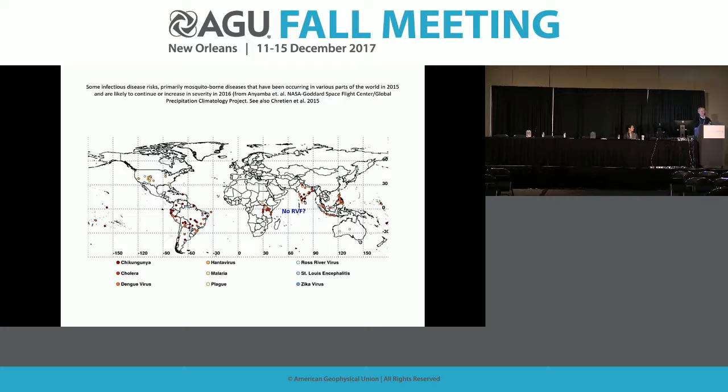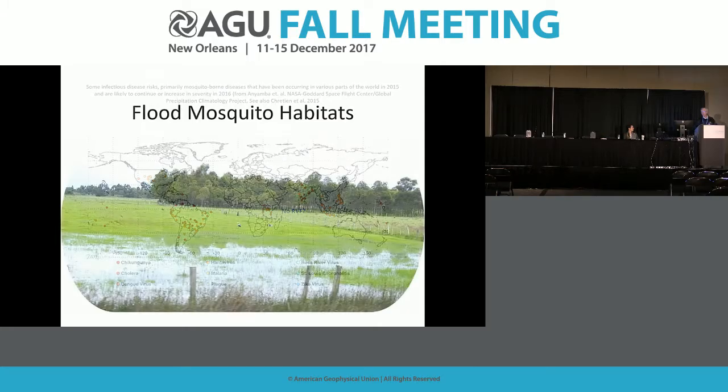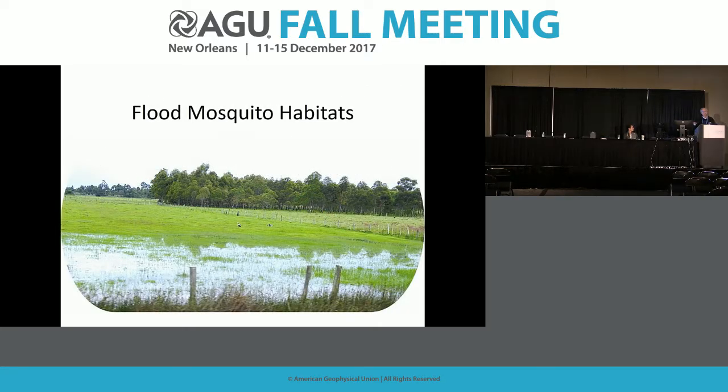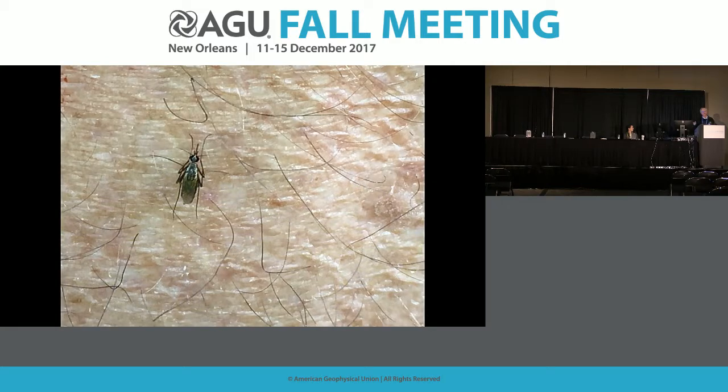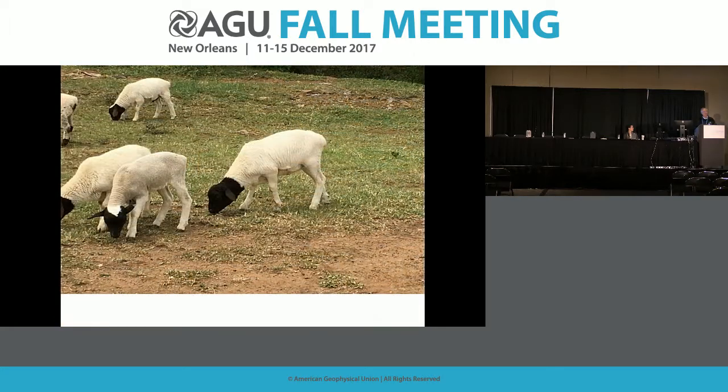But the one glaring thing that didn't happen was there was no Rift Valley fever in the Horn of Africa. So where did we go wrong? I wasn't too sure. So I went to areas that we know had heavy rainfall, and the habitats had flooded. The mosquitoes were out. Here they're feeding on me. But the animals were okay.